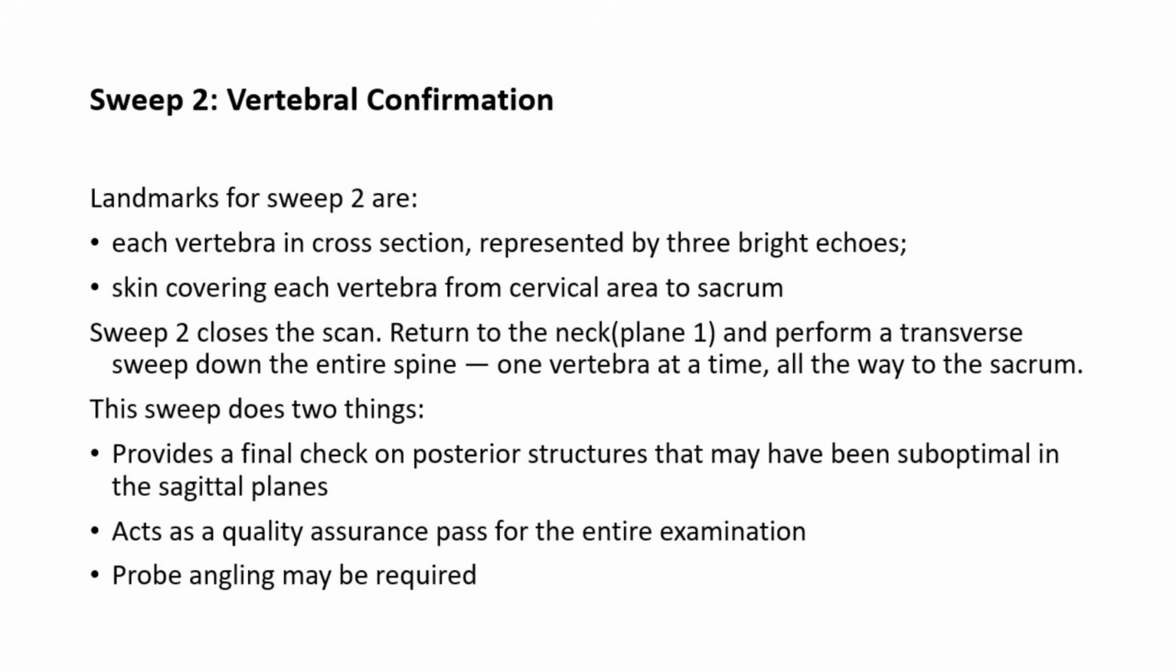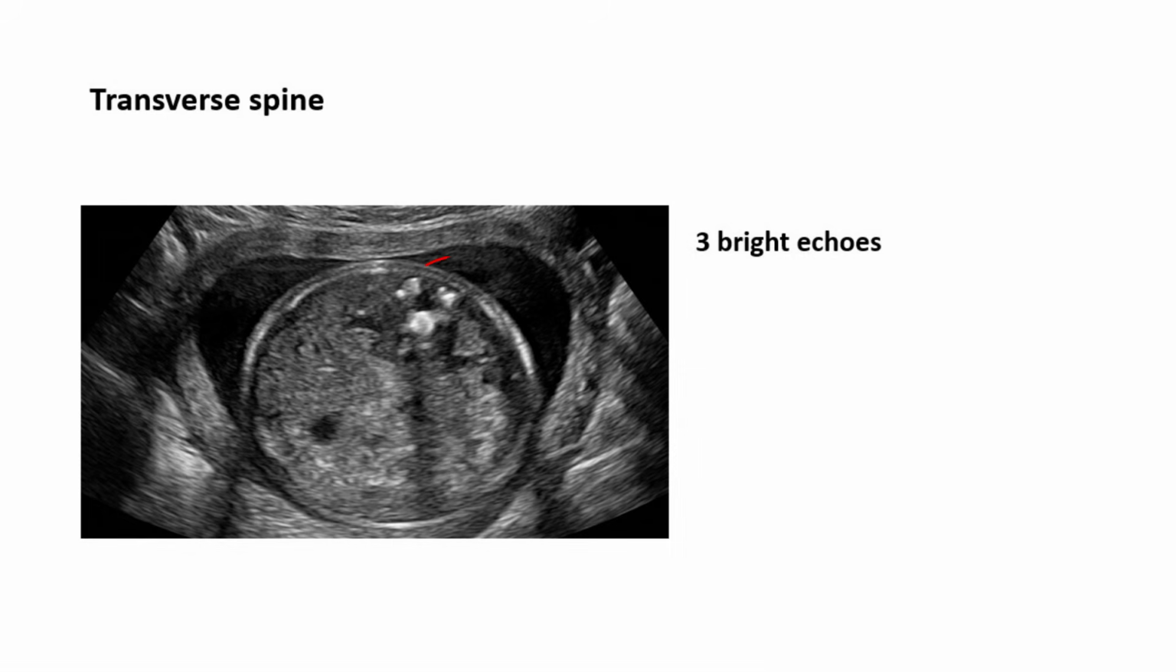1. Provides a final check on posterior structures that may have been suboptimal in the sagittal planes. 2. Acts as a quality assurance pass for the entire examination. Any finding you couldn't confidently characterize earlier, bring your attention back to it now.